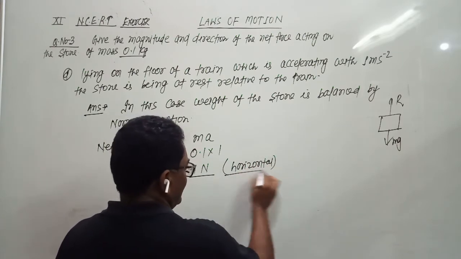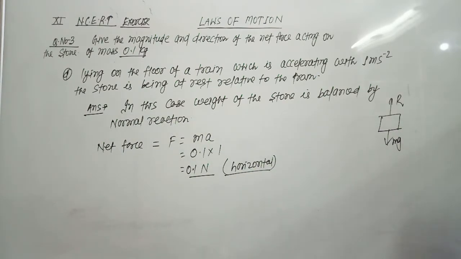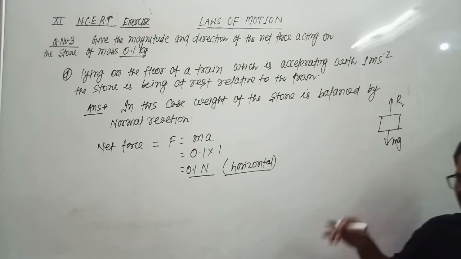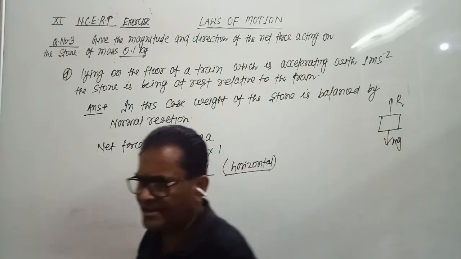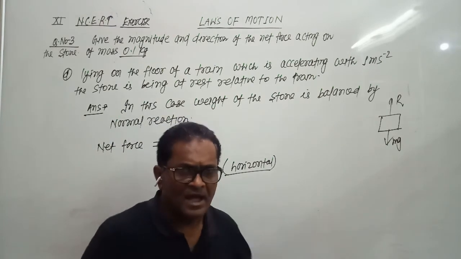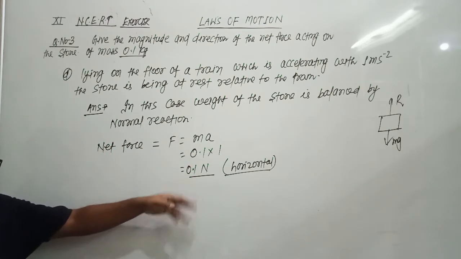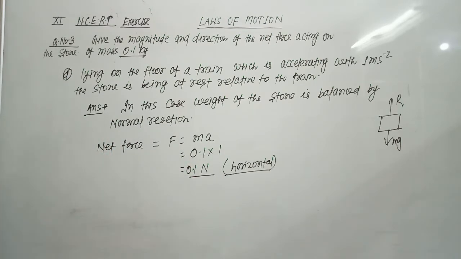So when the stone is lying on the surface, it is not dropped. Then the weight of the stone is balanced by the normal reaction, and due to the acceleration, the net force acts in the forward, horizontal direction, and the net force in this situation, F equals m into a, is 0.1 Newton.